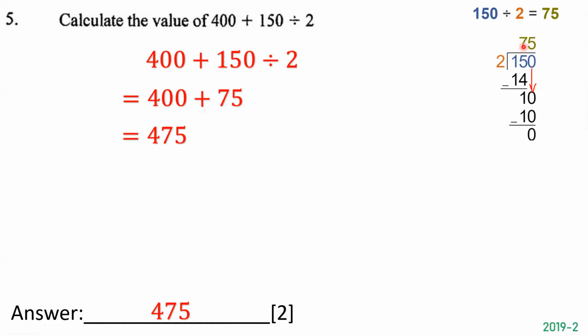So we ask ourselves, how many times can 2 go into 10? Well, 2 goes into 10 exactly 5 times because 2 times 5 is 10. And so we subtract 10 minus 10 is 0. And so the answer here is 75. So 150 divided by 2 is 75. And so let's add 400 plus 75, which is 475. And so our answer here is 475.